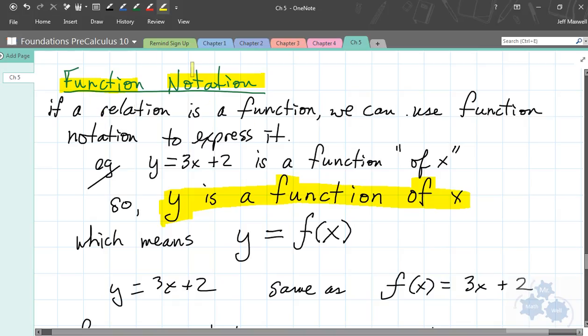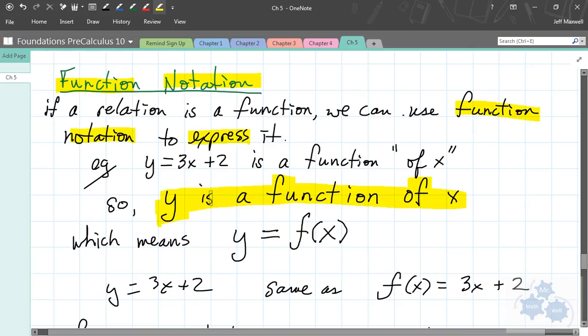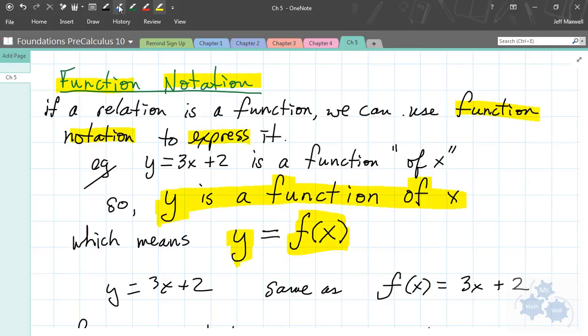So this is the way I laid it out. If a relation is a function, we can use function notation to express that relation, that special relationship. So if y equals 3x plus 2, we know that this is a function of x. So y here is a function of x, because no matter what x value you put in, you'll get a different y value. Got it? Which means that y equals this right here, and this is function notation. Y is a function of x.